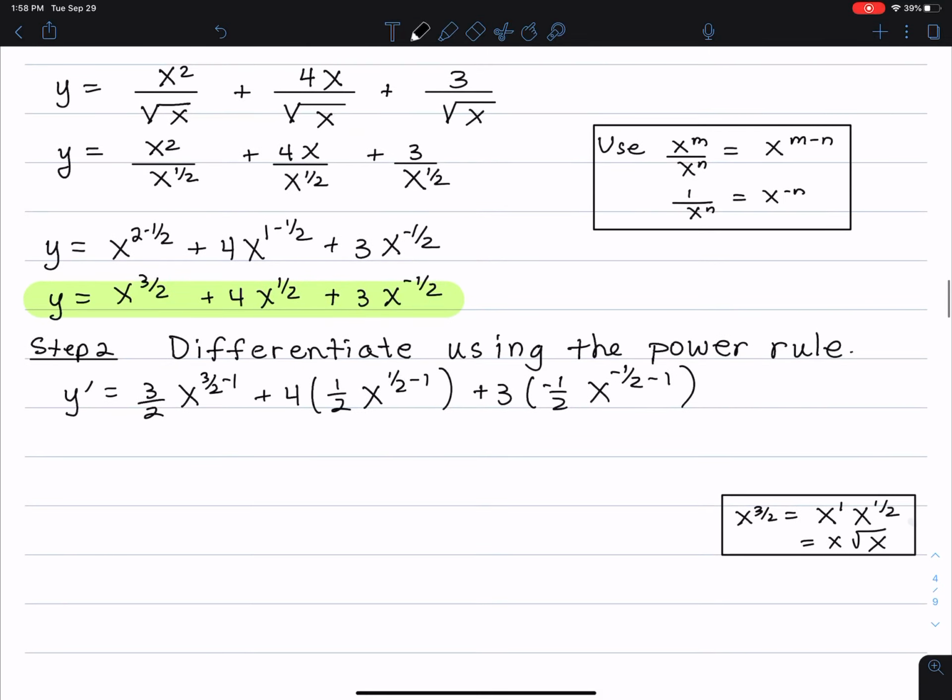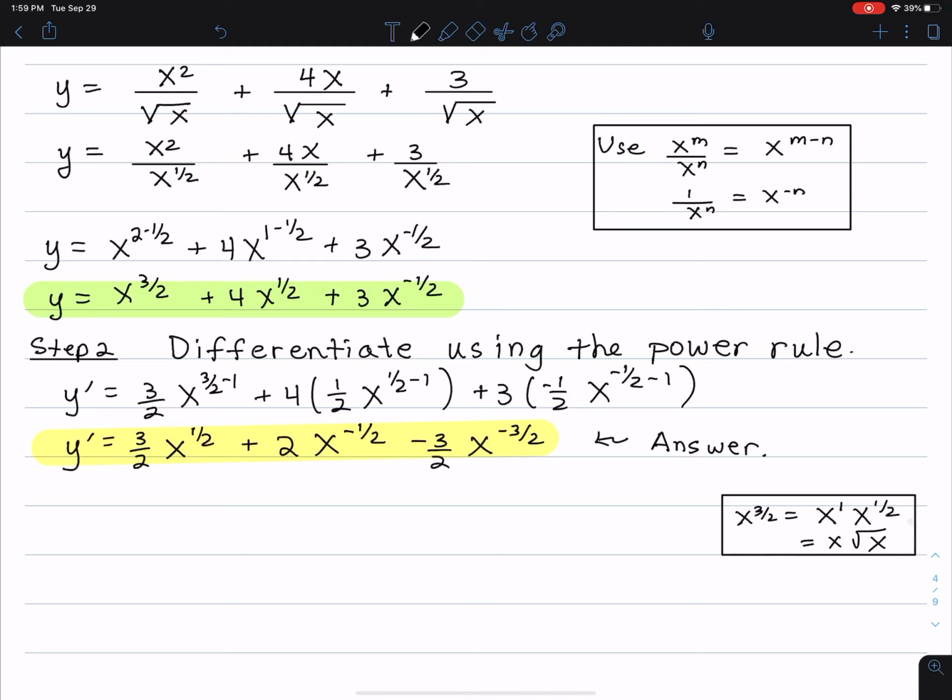I need to do that subtraction. 3/2 minus 1 is 3/2 minus 2/2, so that's x to the 1/2. So I'm essentially getting the answer now. 4 times 1/2 is 2, and I'm simplifying. 1/2 minus 1 is 1/2 minus 2/2, that's x to the negative 1/2. And I'm coming up with something that looks pretty good. Negative 1/2 minus 1 is negative 1/2 minus 2/2, that makes negative 3/2. The more you do these problems, the more you're going to get these. This is a good answer.